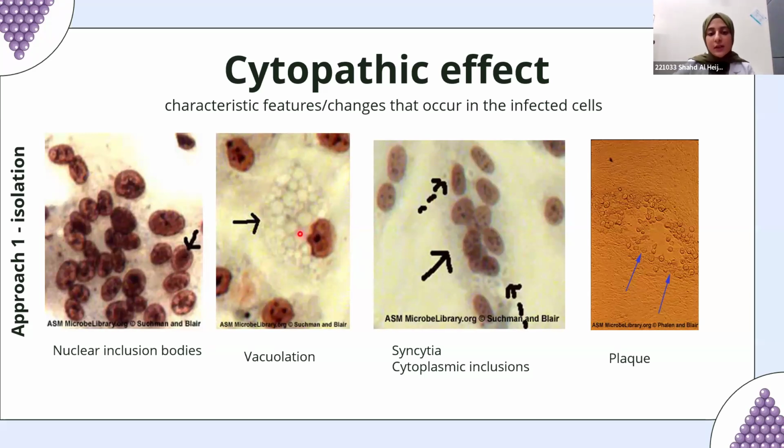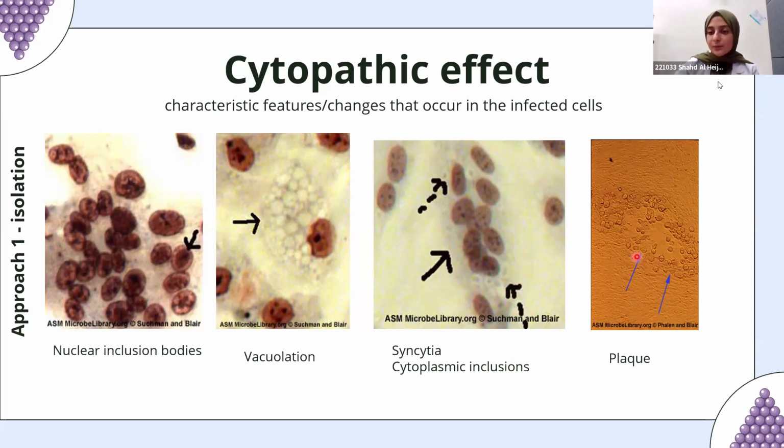Here you have vacuolation. So this is the cell, and you can see vacuoles forming in the cell. So this is vacuolation. Here you have syncytia, where basically you can imagine multiple cells joining together. So you have a multinucleated giant cell. You have a giant cell with a million nuclei. So this is a syncytia. And you also have cytoplasmic inclusions. You can see inclusions in the cytoplasm, and you can see a multinucleated giant cell.